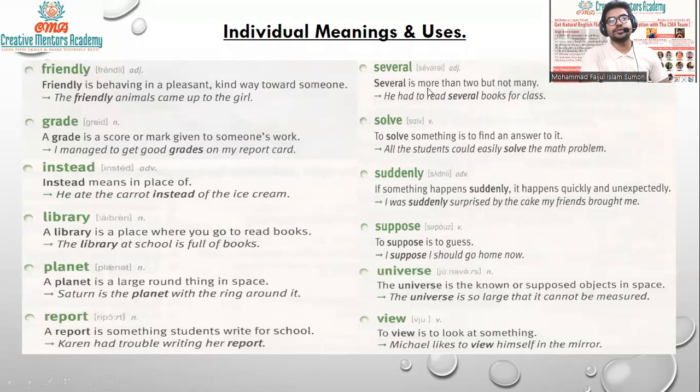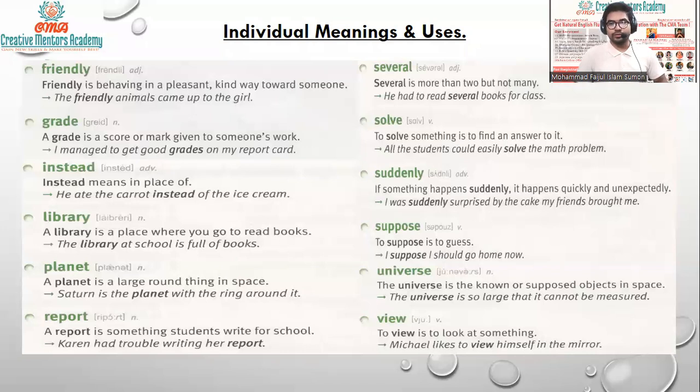And the next one is several. Several is more than two, but not many. It's called several. He had to read several books for class, and also we have to read several books for our semester or for our years.